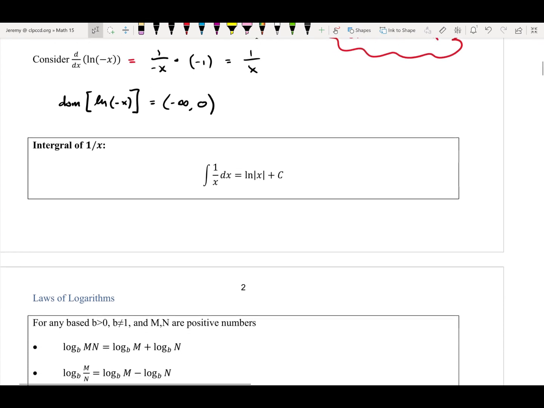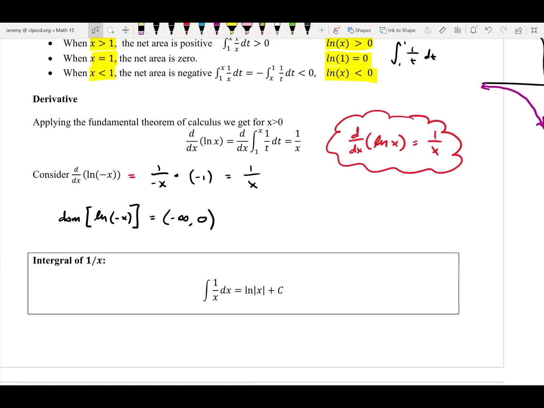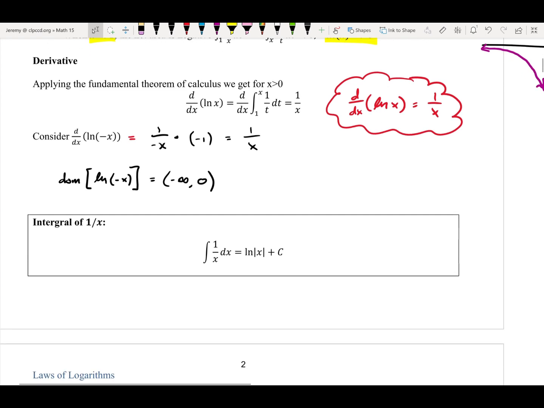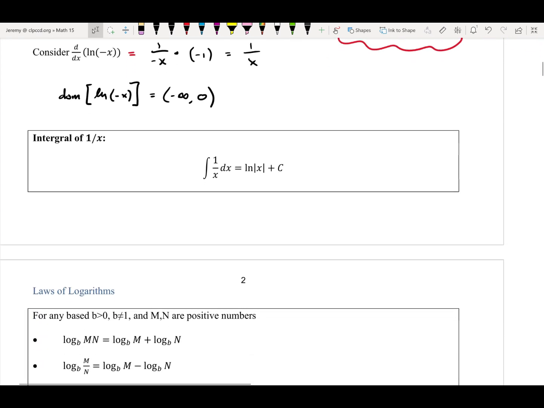Okay, so that's the derivative part. We want to be able to take the derivative of the natural log. How could we use this to evaluate integrals? So this, the integral of 1 over x dx, I know this looks so simple.